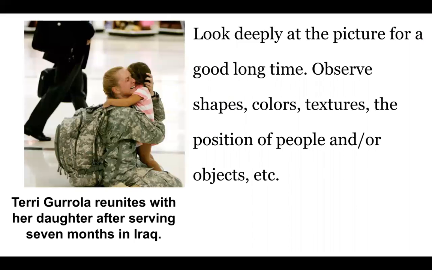The first step is to look deeply at the picture for a good long time. Observe shapes, colors, textures, the position of people and or objects, etc. Now you can probably come up with other things, but the first thing that I notice is that the mother is wearing military clothes. She's got her camouflage clothes on. She's got a backpack, probably with a lot of her clothes in it. Don't really know. It looks like, of course, we already know it's a daughter.